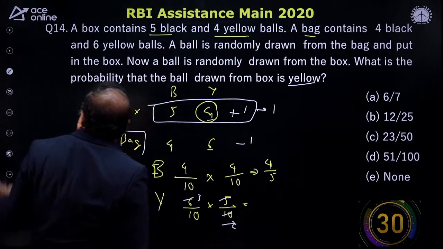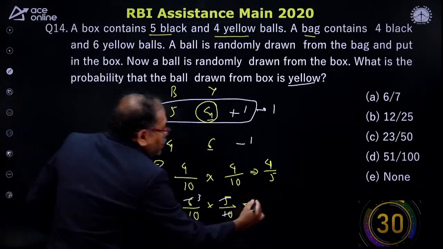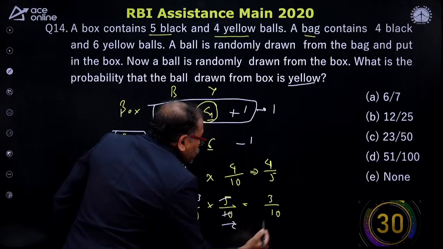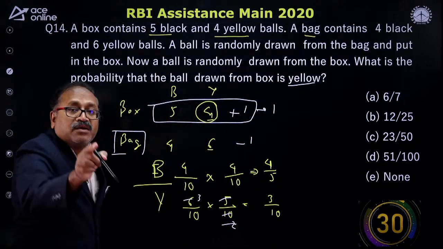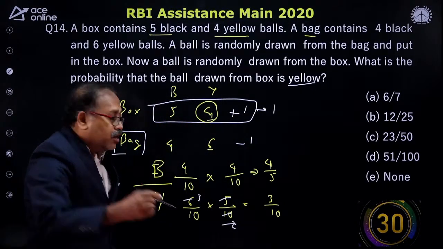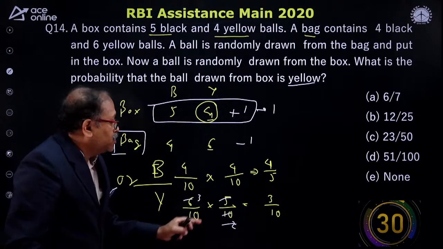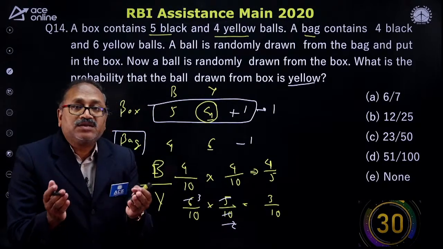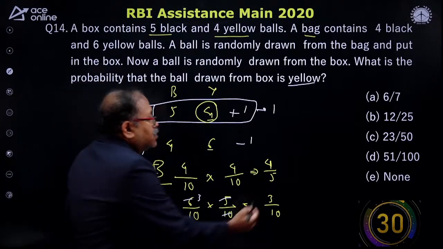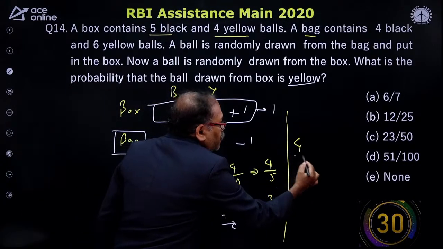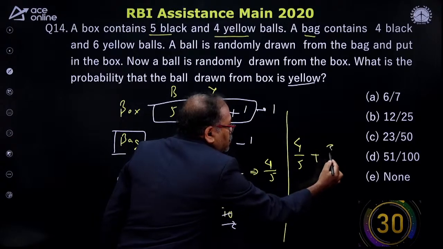So here you are getting 3 by 10. Either the first ball will be black or the first ball will be yellow. Either or, so this or this. In case of or, it's a plus. So here you have to add 4 by 5 plus 3 by 10.